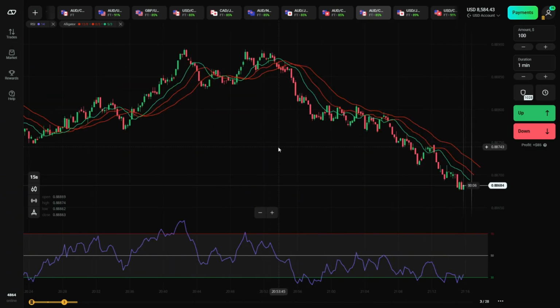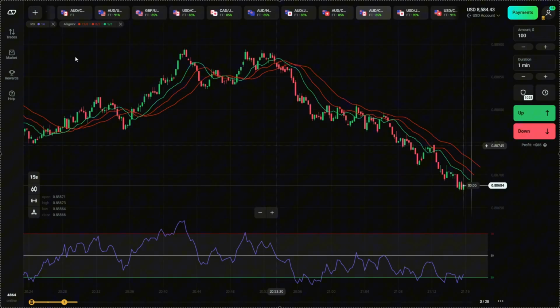Let me draw it out for you, just like we discussed before. When there are crossovers like these, there will be a change in the market direction. When the green moving average is above and then moves below, that's a signal for a downward trend. If it's below, the market is going down. If it's above, the market is going up. When they cross, it signals a change in the market direction.